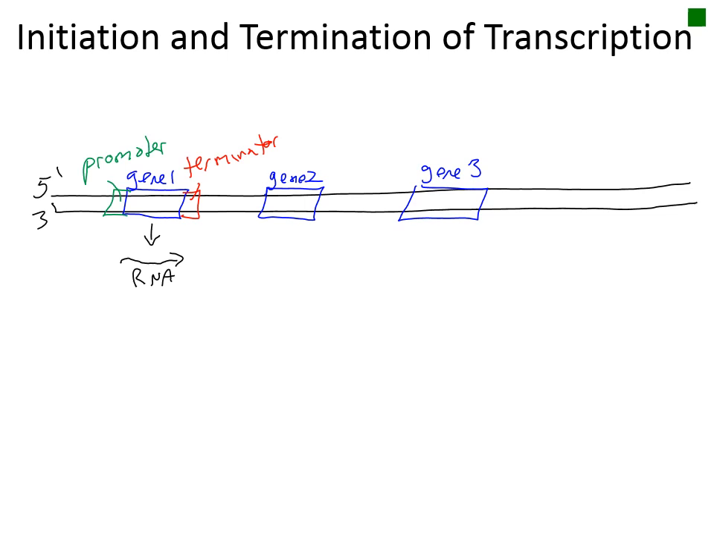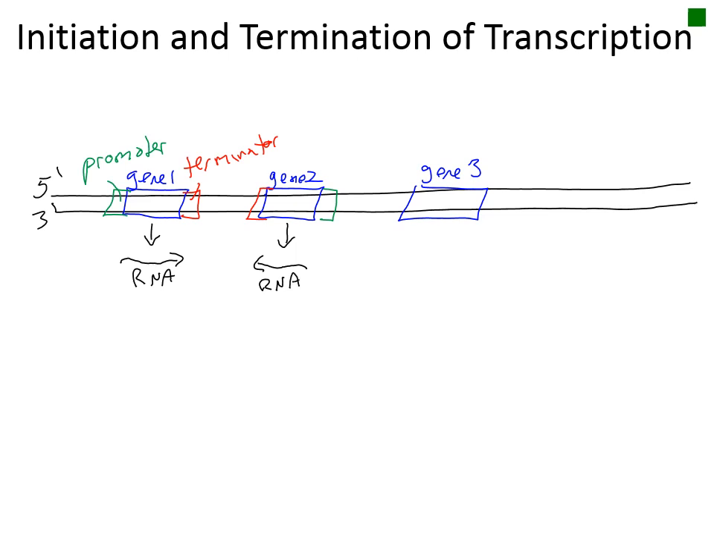Genes can occur in either direction. So in some genes, the promoter may be on the right side of the gene and the terminator on the left. In this case, when this gene is transcribed, RNA will be made from the promoter to the terminator, going from right to left.